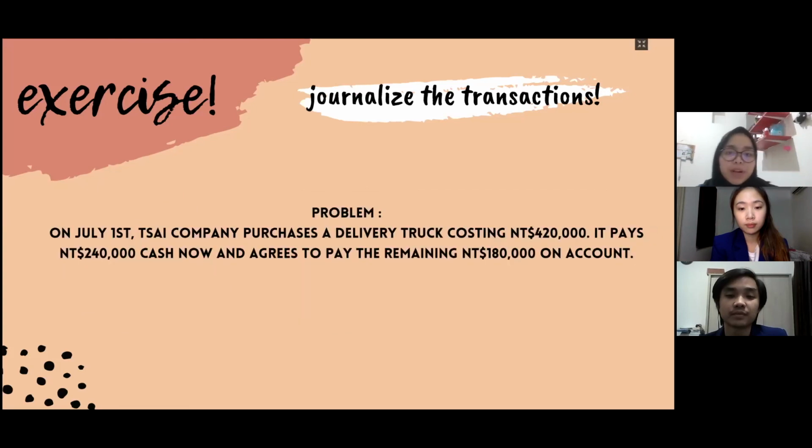And the last problem, still journalize the transaction. The problem is on July 1st, Sai Company purchased a delivery truck costing 420,000. It pays 240,000 cash now and agrees to pay the remaining 180,000 on account.